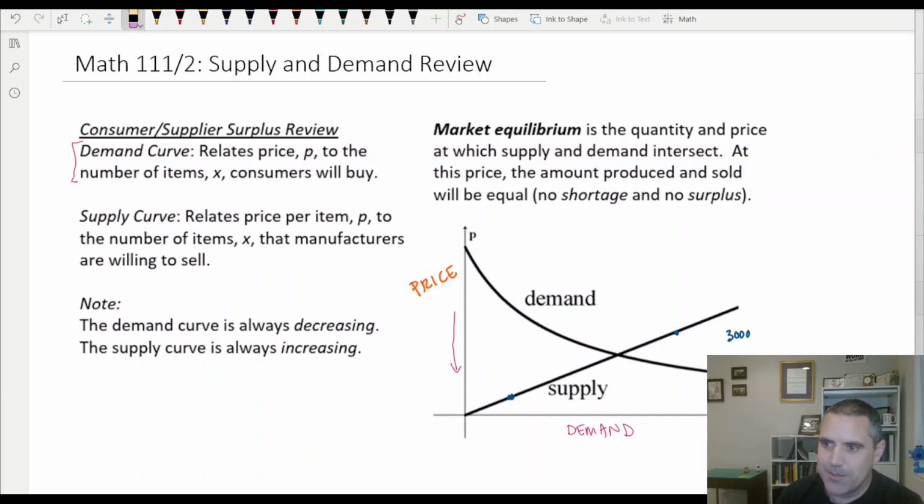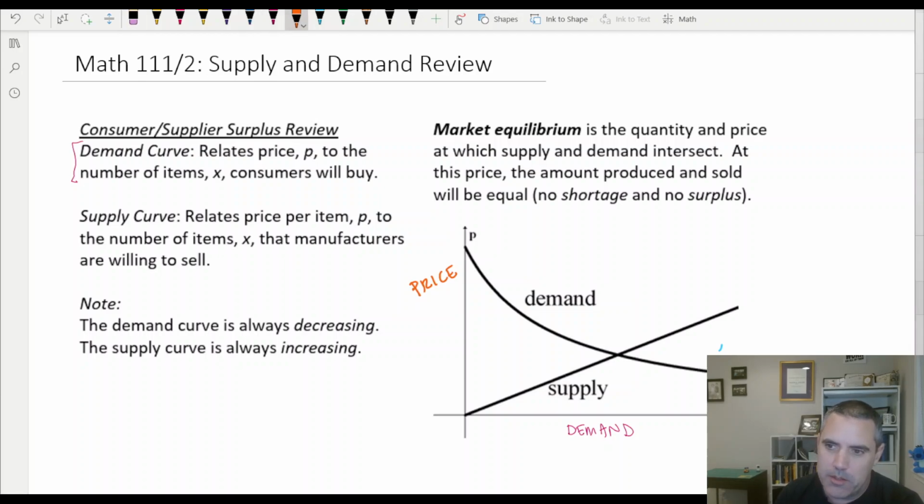I better get my axes right. Hopefully I labeled the other one right. But you demand about 1,000 when the price is going to be, I don't know, $300 or something. And if the price is lower, we're not going to be willing to produce as many. So that's just a conceptual idea.